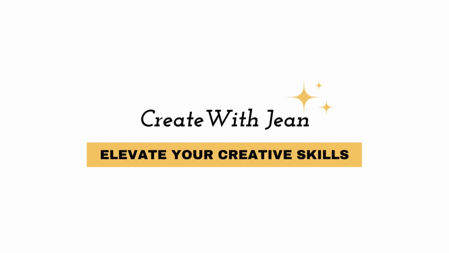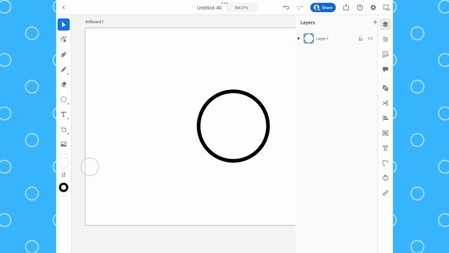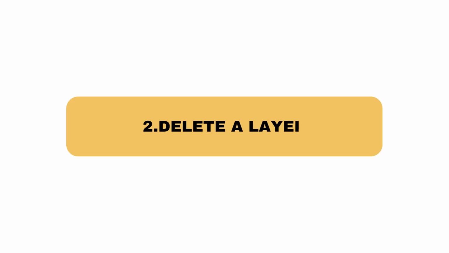Hi guys, today I'm going to be showing you all you need to know on how to use layers in Illustrator on iPad. Number 1, create a layer. If you open up your layers panel, click on the plus icon. There you go, you have another layer. Number 2, delete a layer.